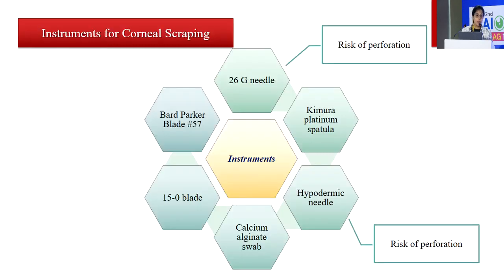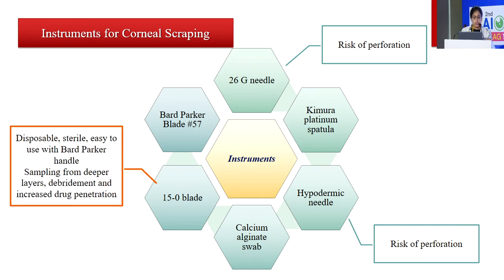So which instrument to use? You have metallic instruments, you have swabs, each come with their pros and cons. Needles are very handy. We all tend to do scraping with needles. They have a high risk of perforation, and the amount of material that you collect with them may not be appropriate. Then blades, 15-0 blade, Bard-Parker blades, etc., disposable, sterile, easy to use. Sampling from the deeper layers is allowed with these blades, and they also in the process debride the ulcer a bit and enhance drug penetration.